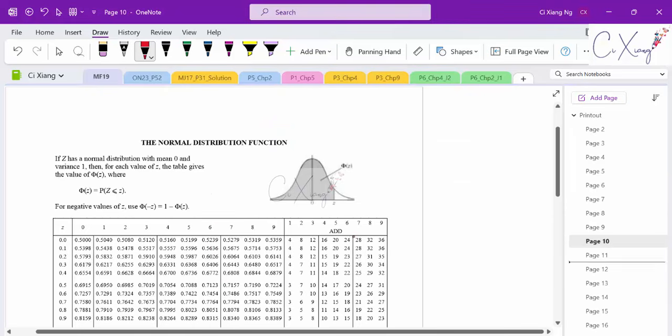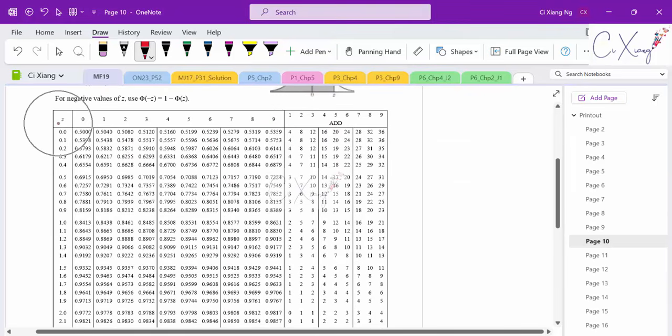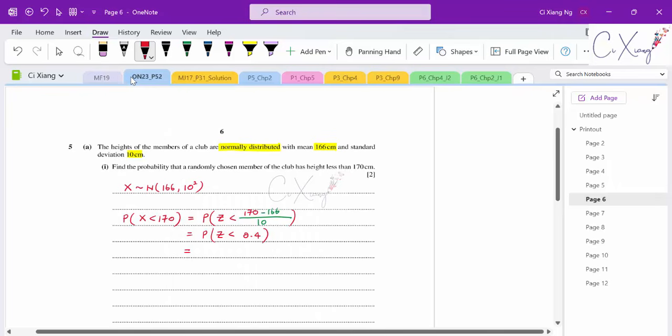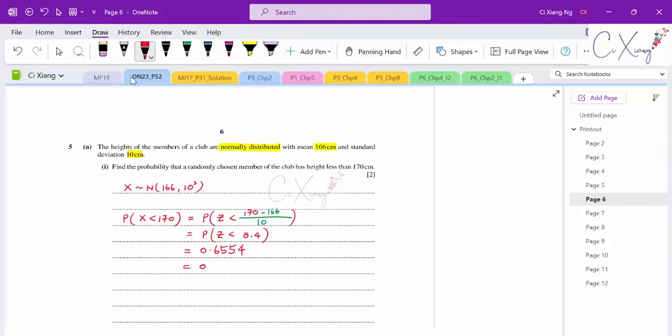So we look for the value of z, 0.4. What's the value for 0.4 here? It is equal to 0.6554. Okay, then let's proceed back. So you have 0.6554. Of course, if you want to be safe, you can cut it to 3 significant figures, which is 0.655.